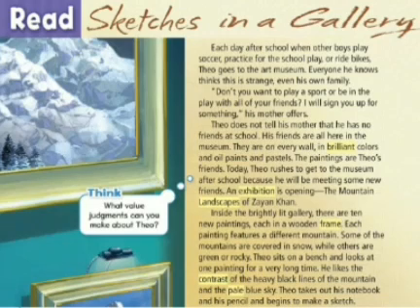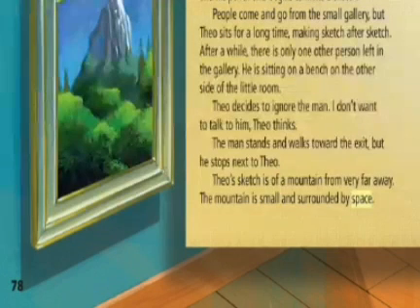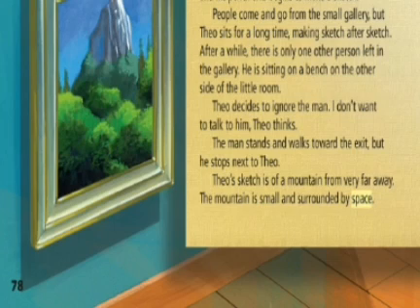All right. Now let's read ahead. People come and go from the small gallery, but Theo sits for a long time, making sketch after sketch. After a while, there is only one person left in the gallery. He's sitting on a bench on the other side of the little room. Theo decides to ignore the man. "I don't want to talk to him," Theo thinks. The man stands and walks toward the exit, but he stops next to Theo. Theo's sketch is of a mountain from very far. The mountain is small and surrounded by space.